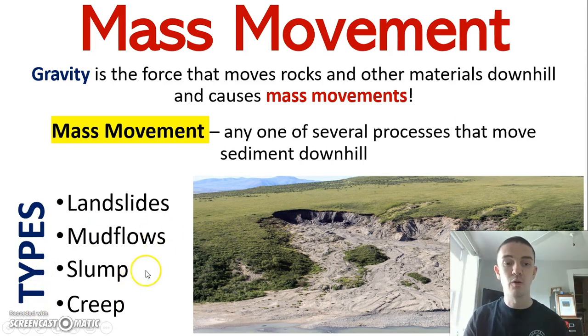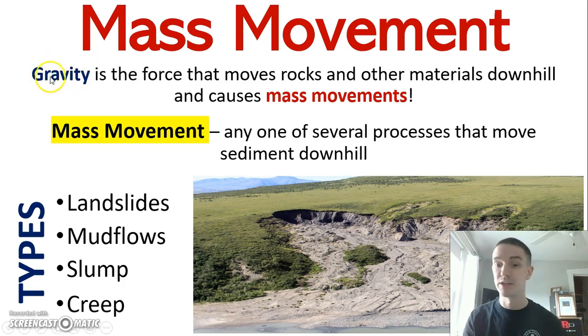The third and fourth ones, I'm not really sure if you've heard about before, but we're going to learn about them: slump, and then creep. So these are the four main types of mass movements. Remember, mass movement is any one of these several processes, one, two, three, four, landslides, mudflows, slump, and creep, that move sediment downhill or down a slope, due to the main influence of gravity.